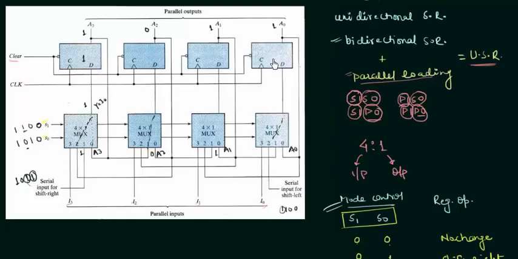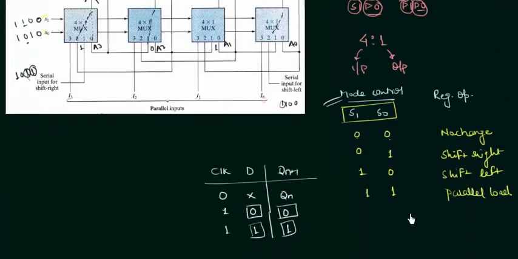Fine. And when it is stored here, you can see the output of this flip-flop is connected to the I2 of this mux. So the value stored here will be shifted, and in the same way for the next clock pulse, the value stored in this flip-flop is stored in this one, and so on.